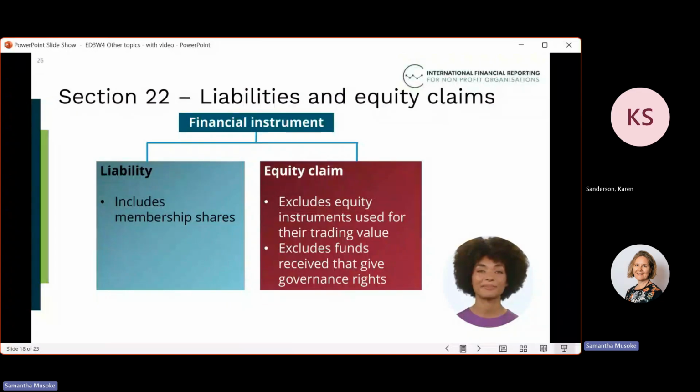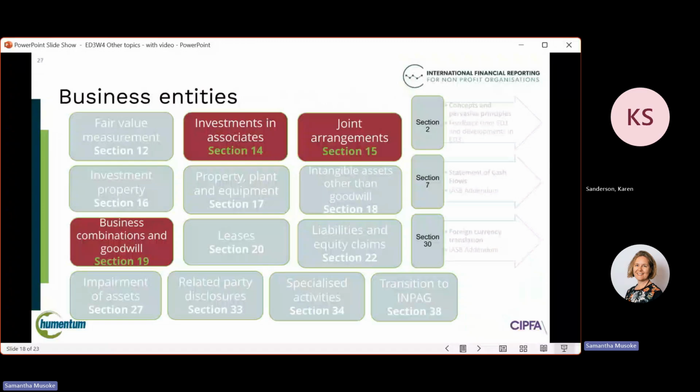This next block of topics relates to Section 14 Investment in Associates, Section 15 Joint Arrangements, and Section 19 Business Combinations, including goodwill. Sections 14 and 15 provide guidance on accounting for associates and joint arrangements, respectively. An associate is an entity over which an NPO has significant influence, that is not controlled by the NPO, or is not a joint arrangement. A joint arrangement is where the NPO and other parties to the arrangement share control of that entity.